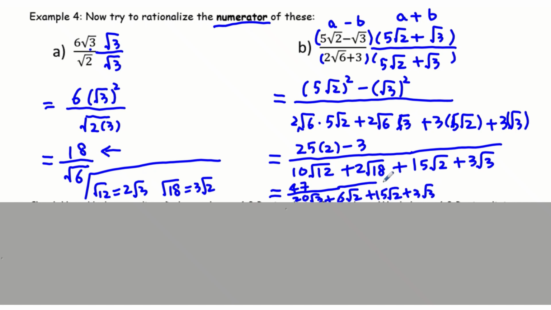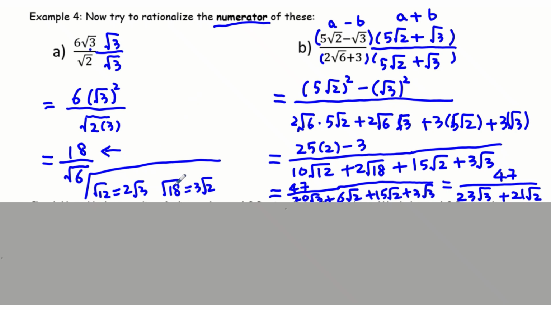Then we have the like terms for the denominator. We have 47 over 20 plus 3 gives you 23 square root 3. They are the like terms. Then 6 plus 15 gives you 21 square root 2. Then this is a rationalized numerator.